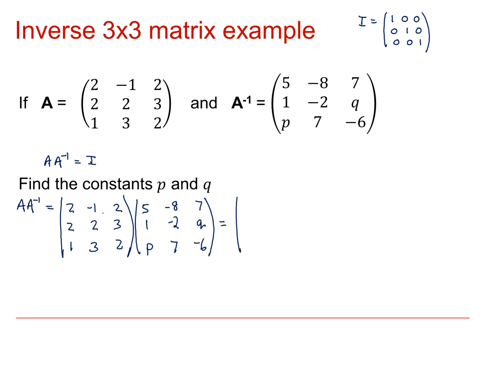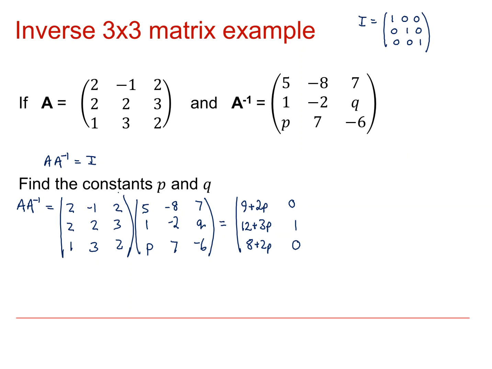OK, we get 10 minus 1 is 9 plus 2p as the first entry. 10 plus 2 is 12 plus 3p as the next one. 5 plus 3 is 8 plus 2p as the bottom one there. And for the middle column, we'll get minus 16 plus 2 plus 14, which thankfully is 0. And then minus 16 minus 4 is minus 20 plus 21 is 1. And minus 8 minus 6 is minus 14 plus 14 is 0. So that column is correct.